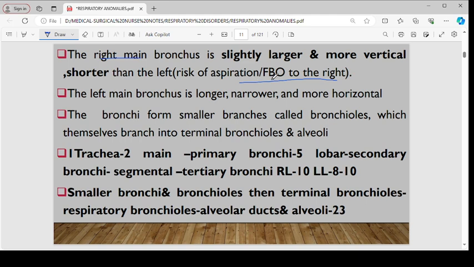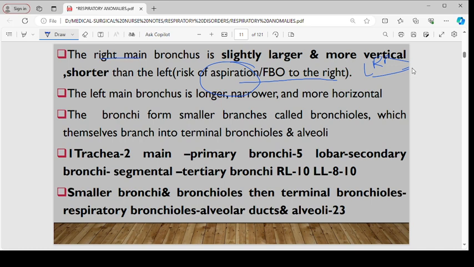Even this concept is very critical when you're carrying out resuscitation of a patient. When the patient is still unconscious but their breathing is okay, we normally put them in the recovery position, the left recumbent position, right? Because if you put them on the right, the right bronchus is larger and more vertical, so aspiration is likely to happen. The left main bronchus is longer, narrower and more horizontal, and of course that is a plus for us when we're putting the patients on the left side.